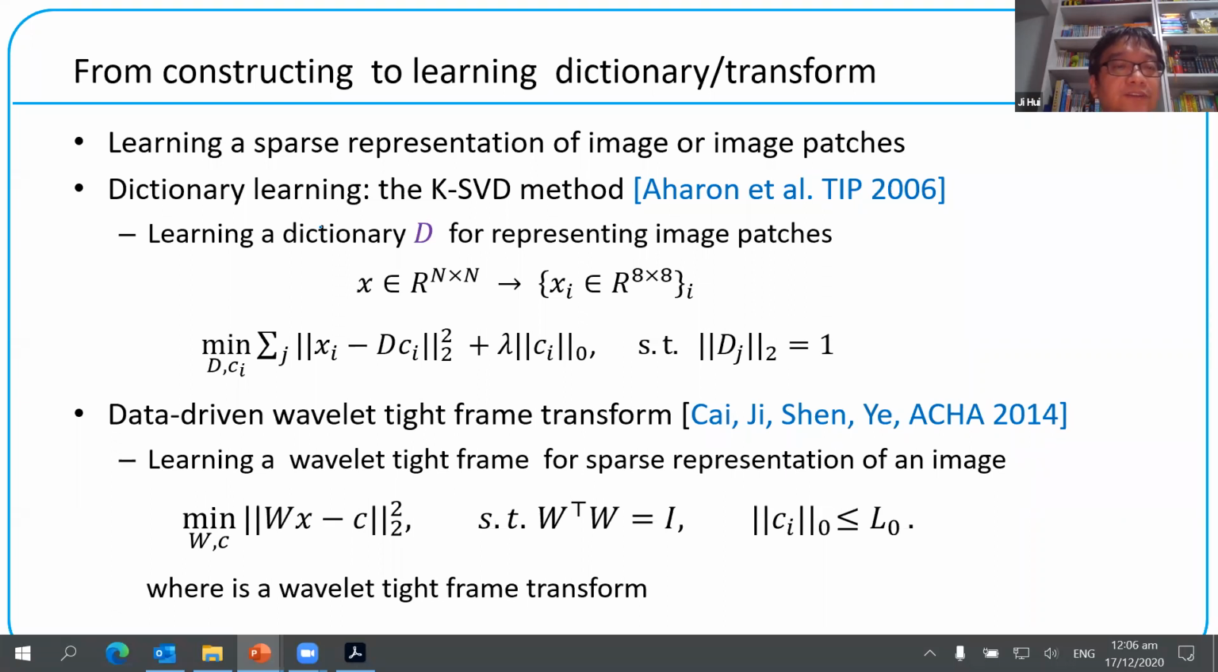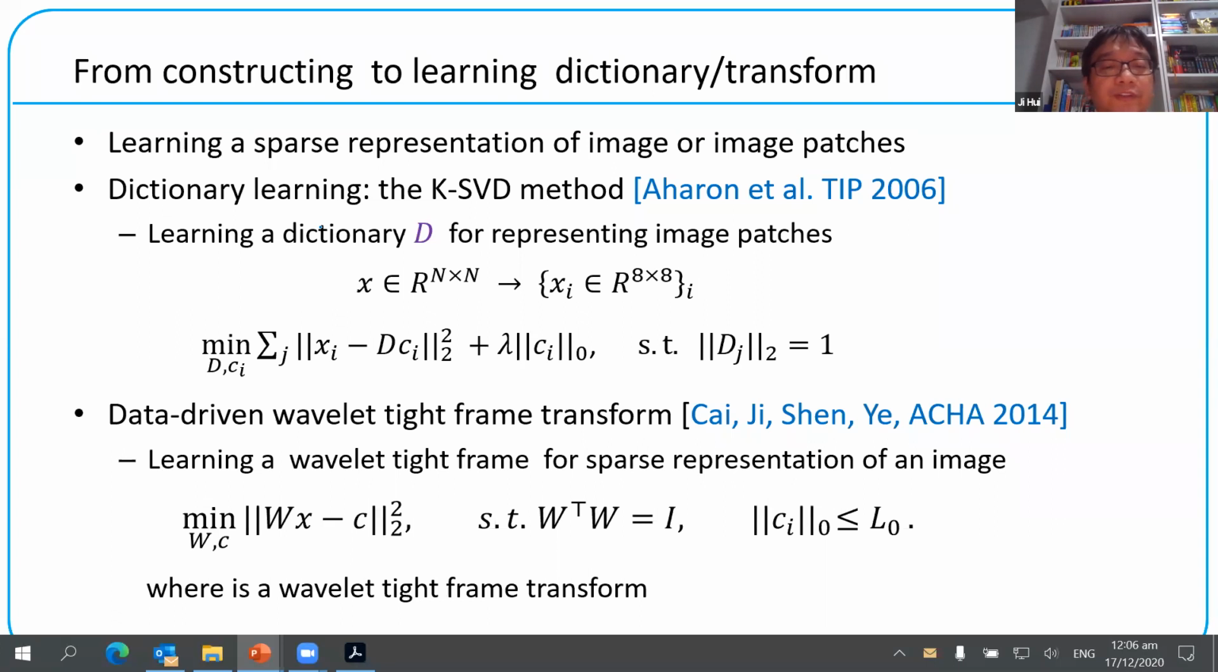A well-known work is the so-called sparsity-based dictionary learning, the KSVD method. The idea is that you take an image and treat it as a collection of many small pieces. That is, you cut the whole image into small pieces, small matrices. Then you learn a dictionary so that under this dictionary, all the image patches can be sparsely approximated well.